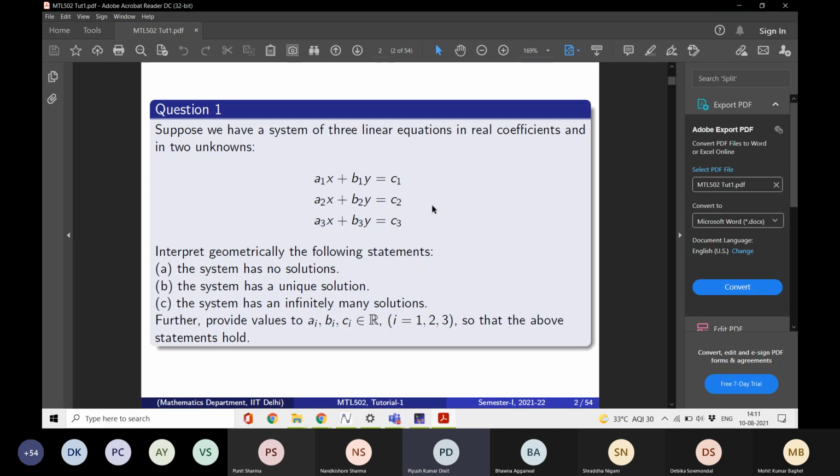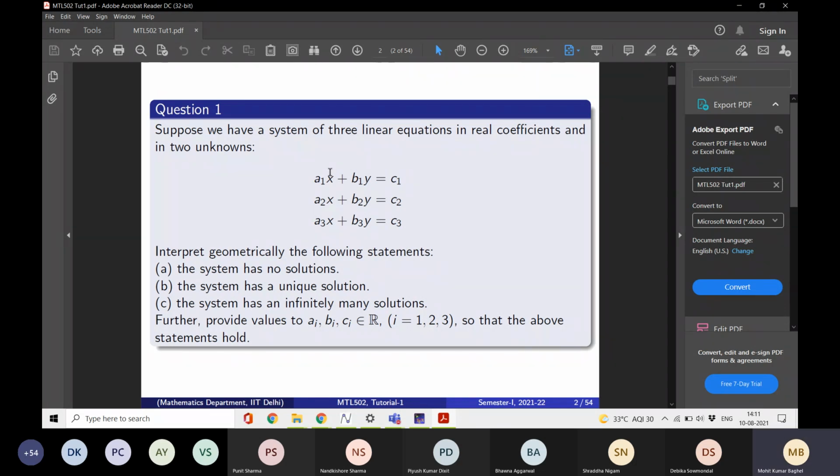A pair which satisfies all three equations. If you interpret this geometrically, this means that if you draw these three lines, then the point where there are infinitely many solutions, all those points which will satisfy these three equations simultaneously. If you say the number of those points is infinite, then what is the case where this can happen?